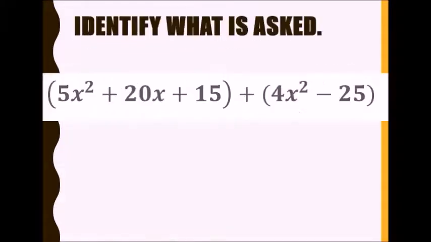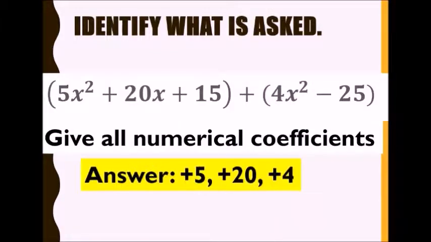Next. So, for this one, identify what is asked. So, our numerical coefficients will be, ayan na po. So, 5, 20, and 4, no? So, bakit 5, 20, and 4? Kasi sila po yung may number. Sila yung number part sa isang algebraic term. Okay, the number part.